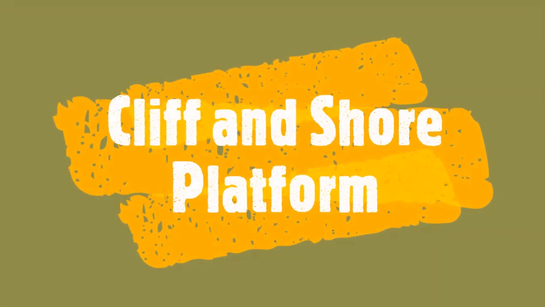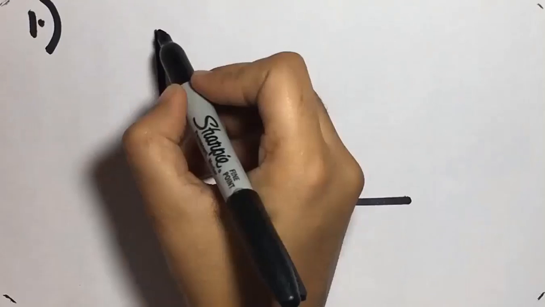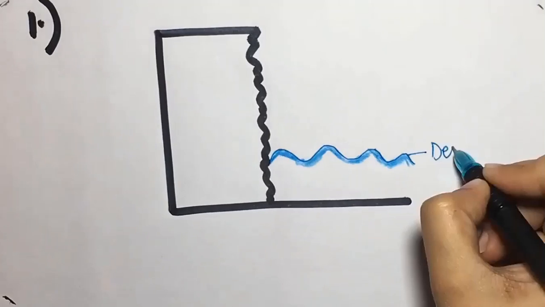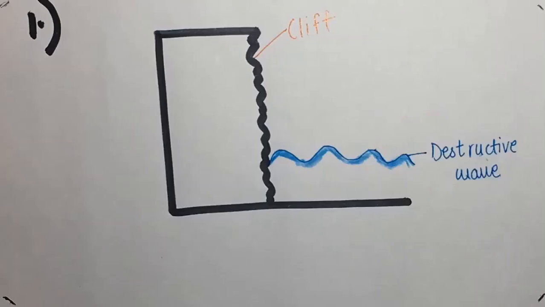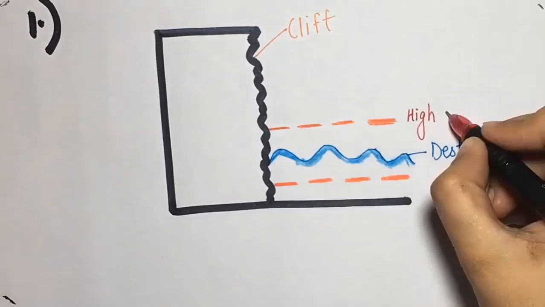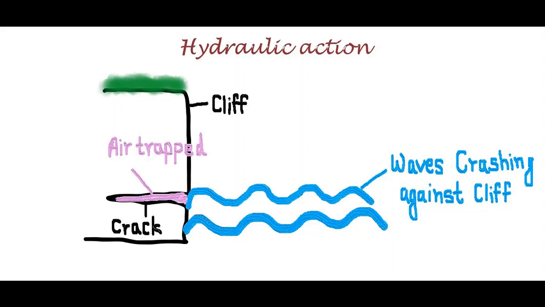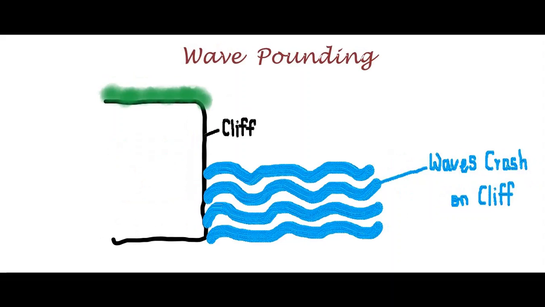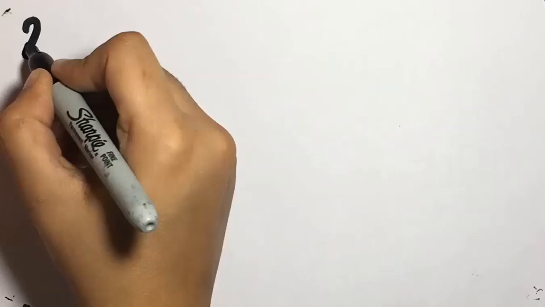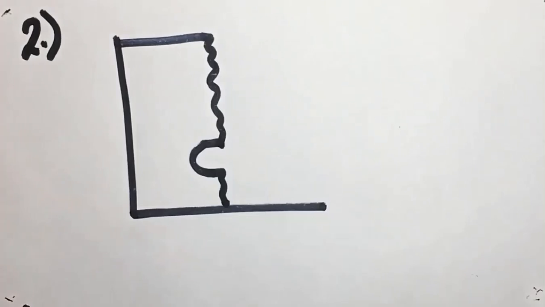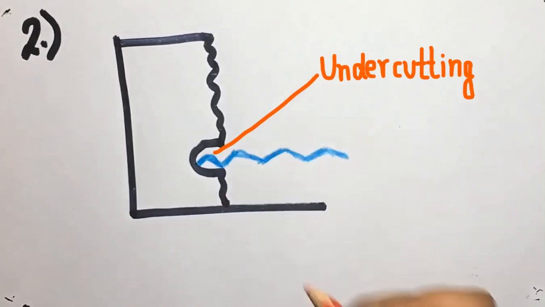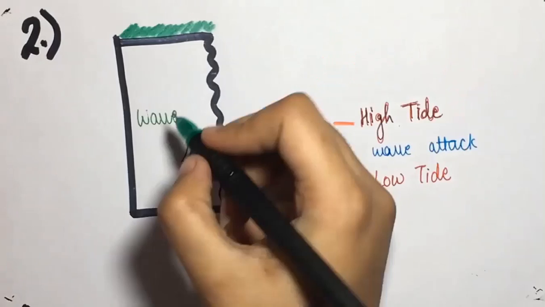Cliff and shore platform. Firstly, the destructive waves attack the base of the cliff between the high water mark and low water mark. This causes erosion due to hydraulic action, which is when the air trapped inside cracks gets compressed, which weakens the cliff. And wave pounding, which is when tons of water is crashed onto the cliff. Over time, the wave actively undercuts the foot of the cliff, forming an indent called a wave cut notch.